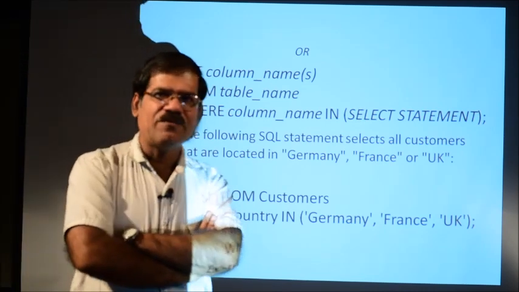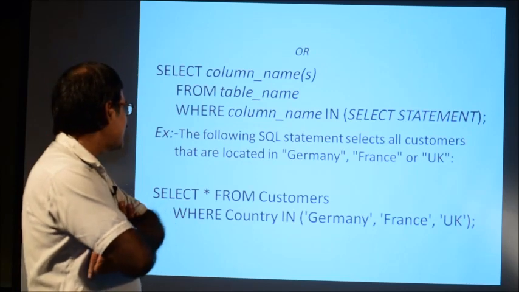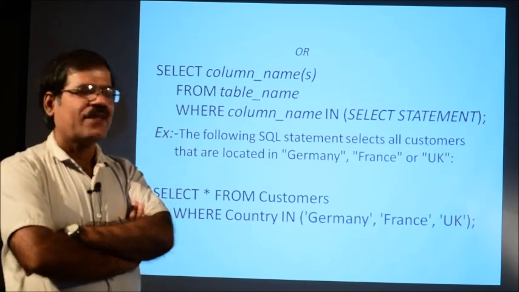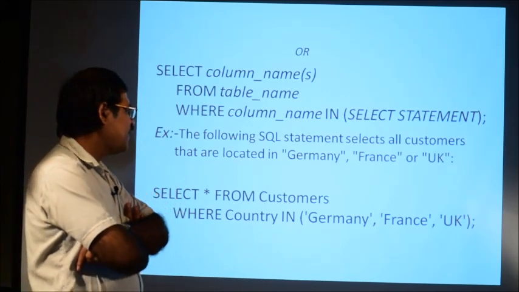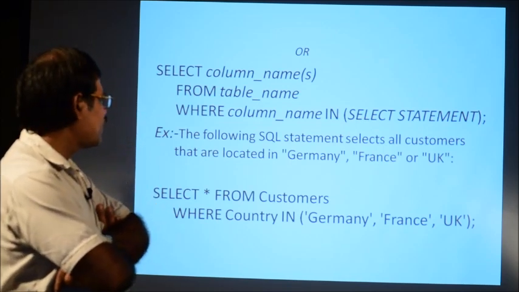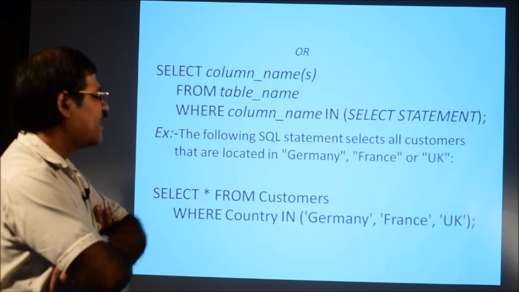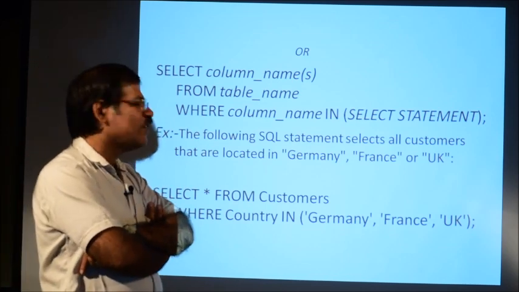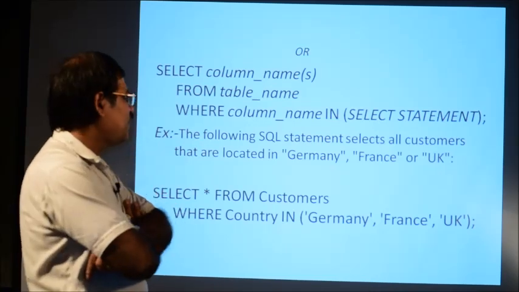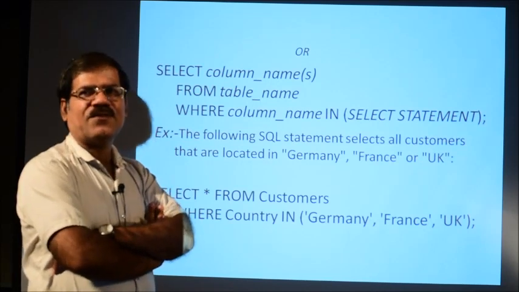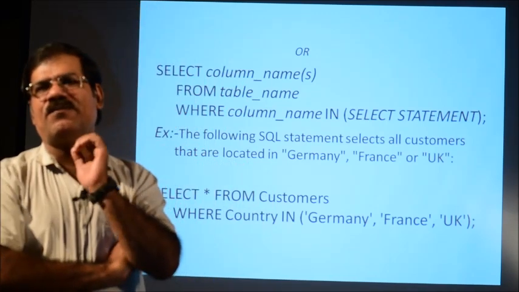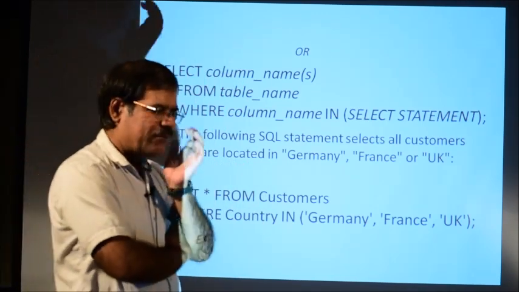That means multiple values. The country name is Germany, country name is France and country name is UK. So those customers belong to these locations, and those records will be selected. Germany is value 1, France is value 2 and UK is value 3, so n number of values. You can select from multiple values by using the IN clause.